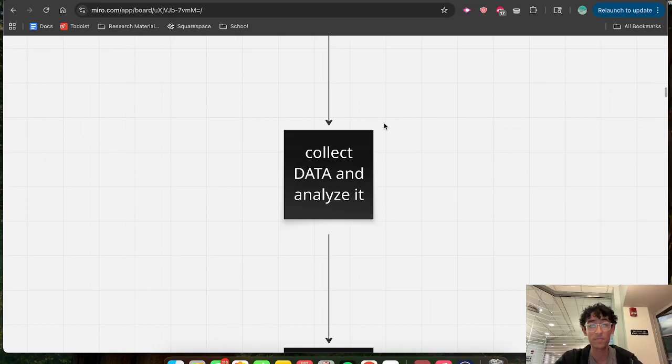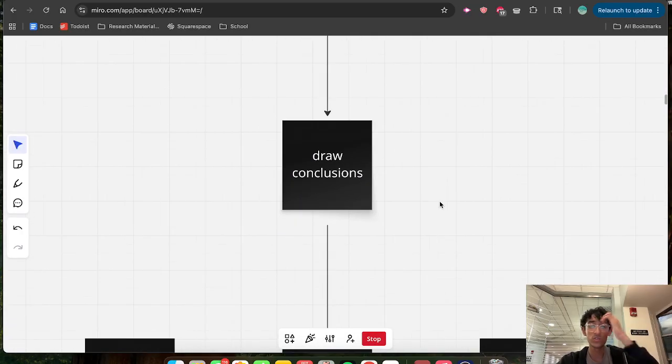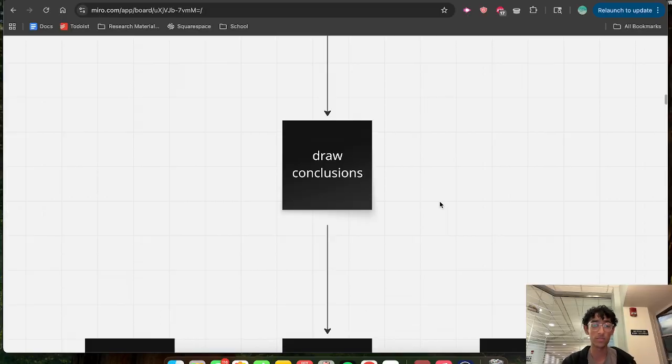Okay, you need data and you need to analyze it in order to draw any meaningful conclusion. So you're going to have to do that. Then after that, you're going to draw conclusions, right? So you're going to be like, okay, I had this problem or I had this question, and then I did this project which aimed to solve it. What was I able to find, right?